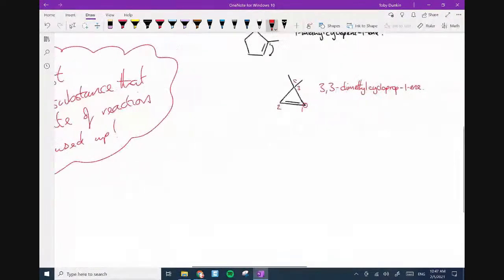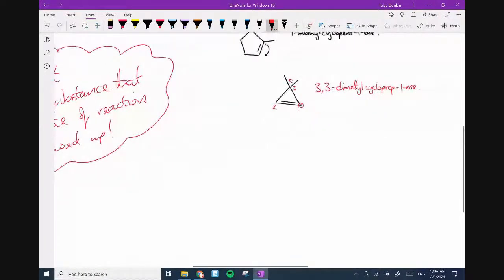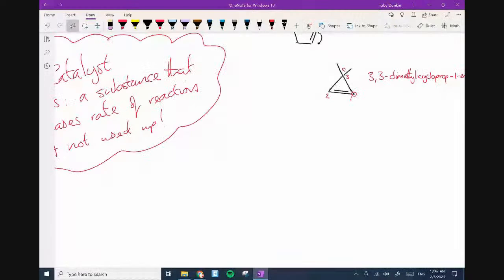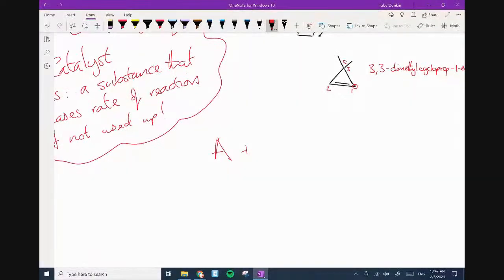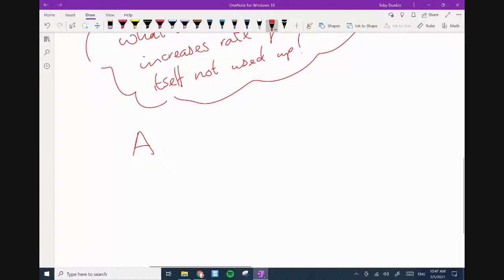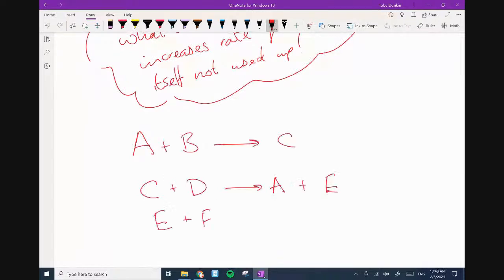Okay. Just to check that you guys know what this actually means, because let's be fair, lots of people are like, I can say the words, but I don't really know what that means. So I'm going to take A and B. I'll put it underneath, rather than having that name over there. So A plus B goes to C. C plus D goes to A plus E. E plus F goes to G.